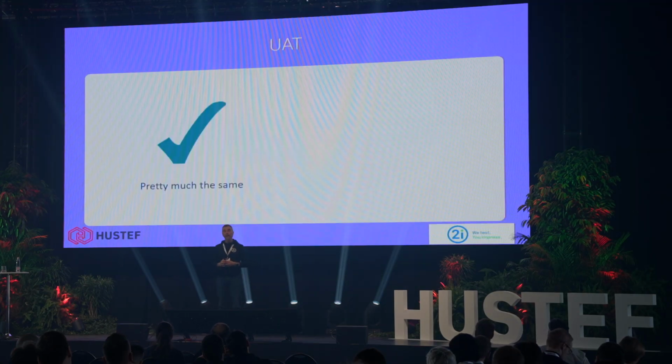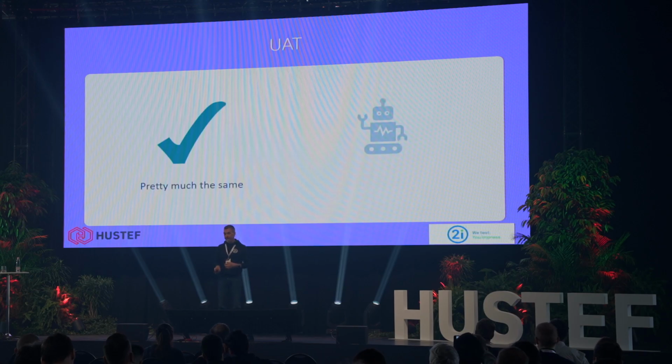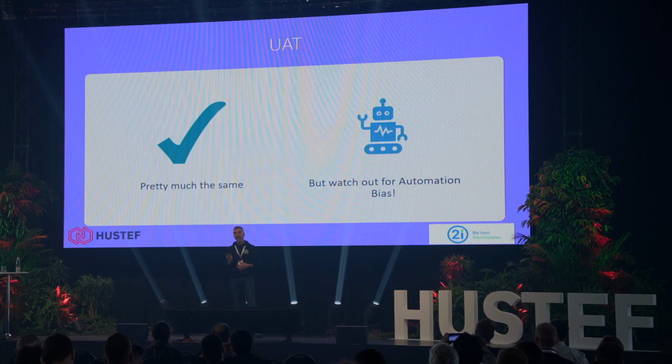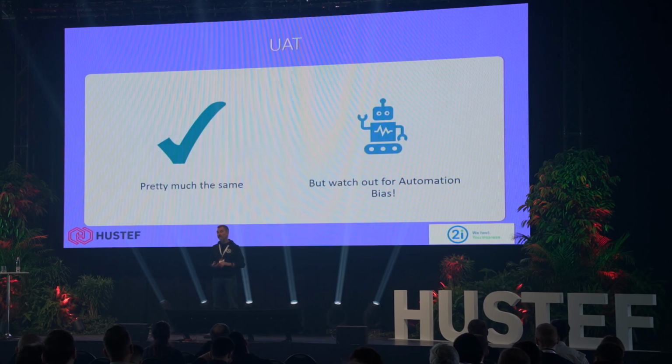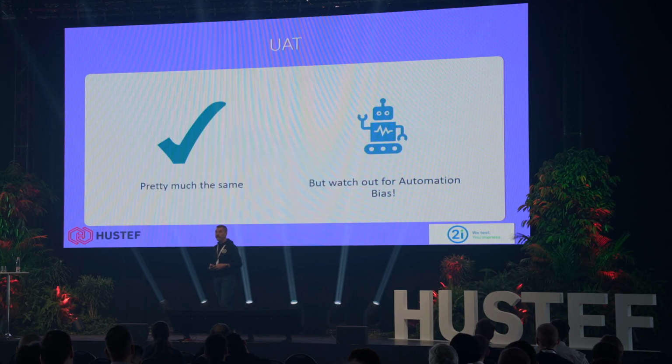And then the one we all know and love, UAT. Very familiar, but watch out for automation bias. This is the propensity of humans to prefer the output from an automated decision-making system. It doesn't even have to be AI, but they'll prefer that over a human, even if the automated system is completely wrong and the human is completely right. It's a classic case of the computer says no and then believing the computer.